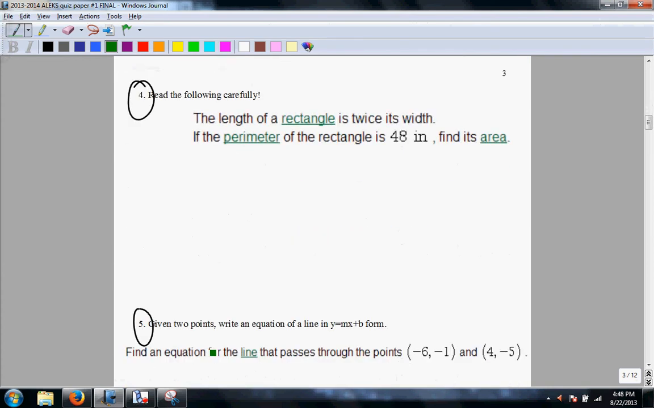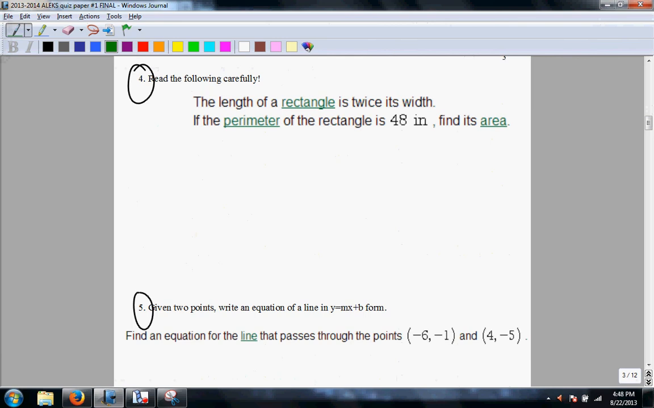Okay, number 4, read carefully. Says the length of a rectangle is twice its width. If the perimeter of the rectangle is 48 inches, find its area. So let's look at our key terms here. First, key term is that we have a rectangle. So I'm going to draw a rectangle.